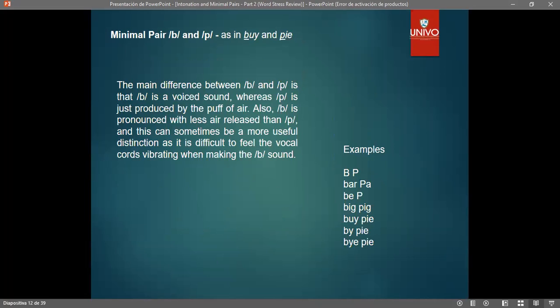So the second one is the B and P, right? Like in buy and pie. The main difference between B and P is that B is a voiced sound, whereas P is produced by a puff of air. Also, B is pronounced with less air released than P. And this can sometimes be a more useful distinction, right?